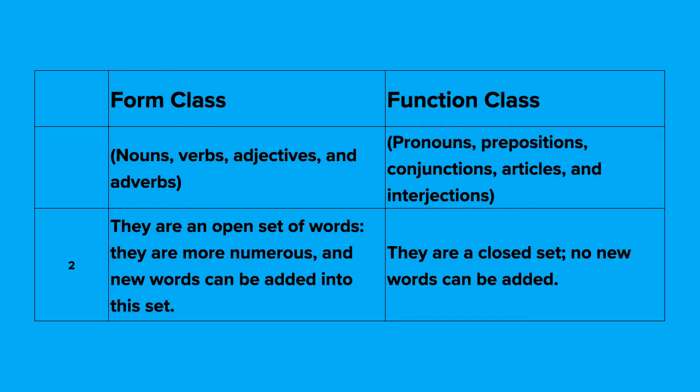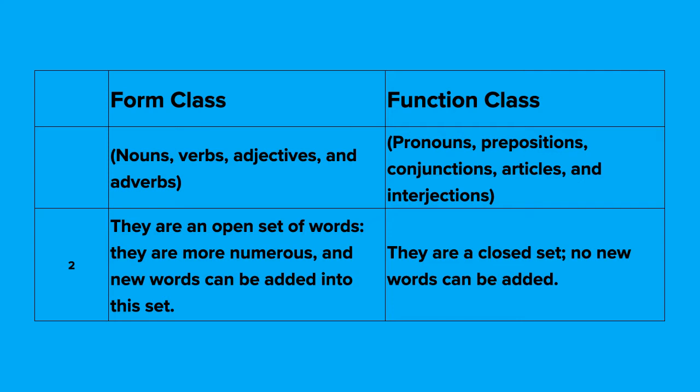Second point, form class words are an open set of words. An open set means that you can keep adding to the set. They are more numerous and new words can be added into the set. So nouns, you can keep creating. If you find a new thing, you have to give it a new name, right? Then you are creating a new noun. Like that, if you discover or invent a new activity, then you give a new name to it. It's a new verb. So nouns, verbs, adjectives and adverbs, form class words are an open set.